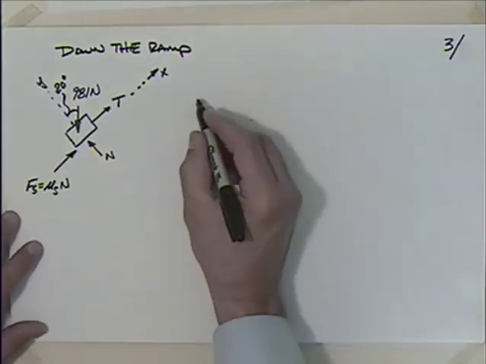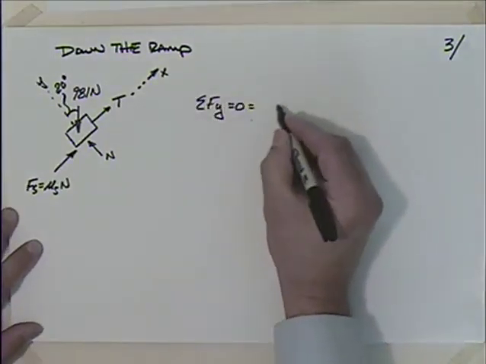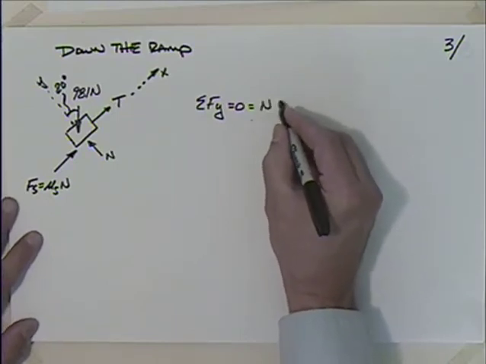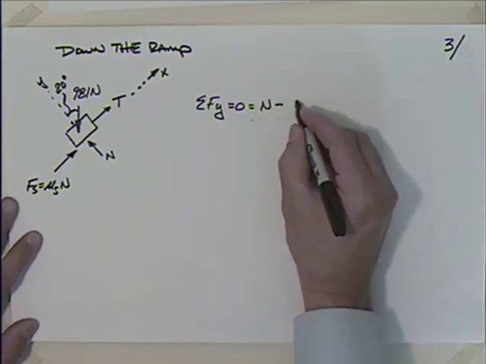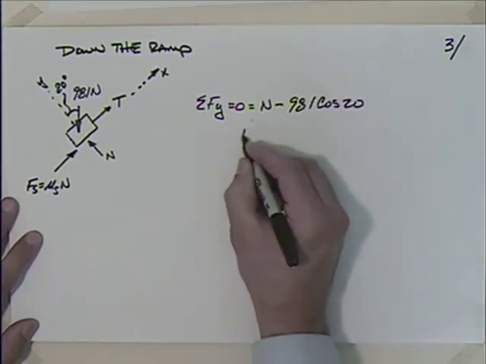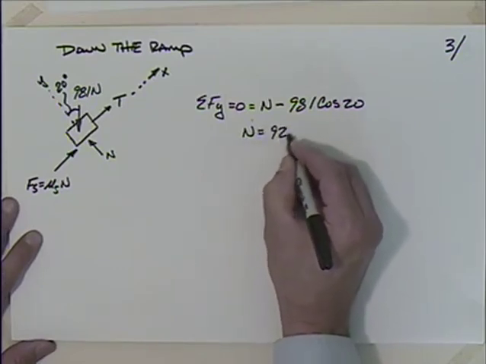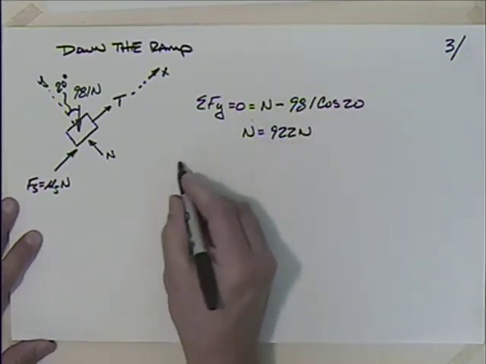So if I sum the forces in the y direction, setting that equal to 0, again I have the normal force minus 981 times the cosine of 20, and of course we get the same normal force we did before, let's say 922 newtons. This should be different though.